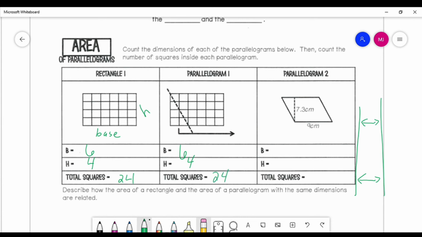What's the base here? 9. What's the height? 7.3. What's my total squares? Okay. 65.7. And each one of these needs a square unit. And if they don't tell you what unit, you use letter U that stands for unit.